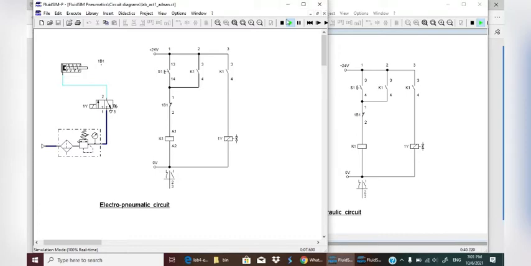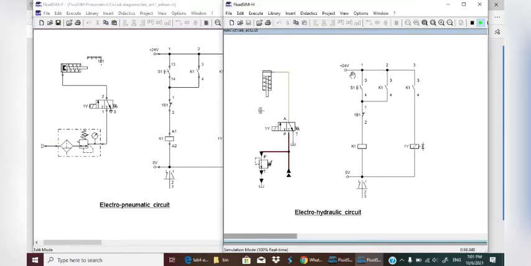But the difference is, for the electro-pneumatic circuit, the cylinder will move faster than the electro-hydraulic circuit. For the electro-hydraulic circuit, the cylinder moves slower than the electro-pneumatic circuit. So that's it for the simulation.